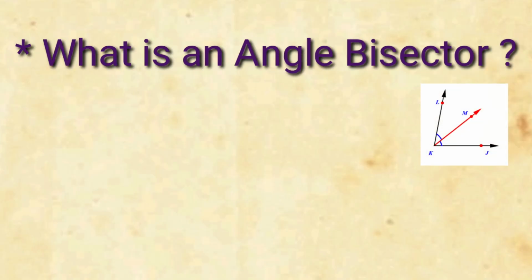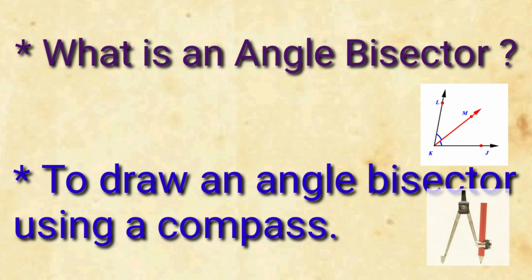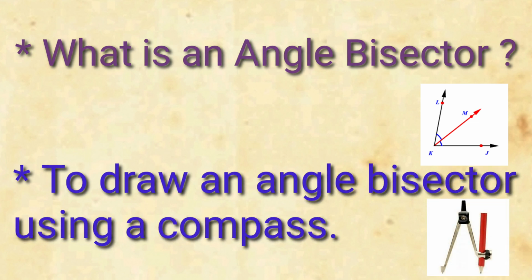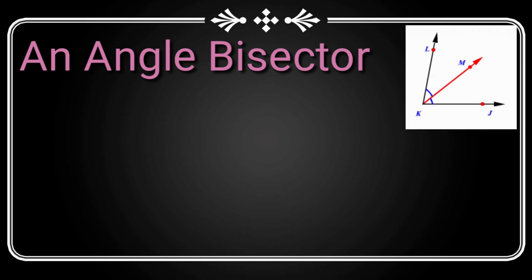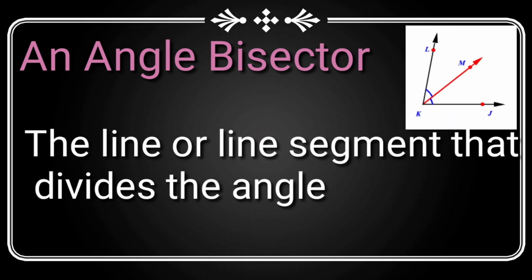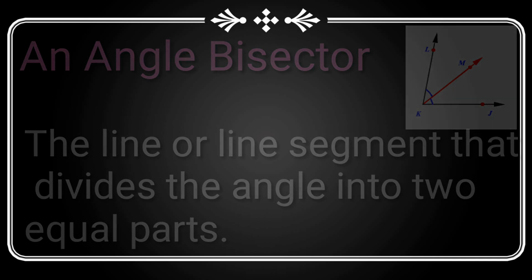In this video, we are going to learn what is an angle bisector and how to draw an angle bisector using a compass. An angle bisector, the line or line segment that divides the angle into two equal parts, is called angle bisector.